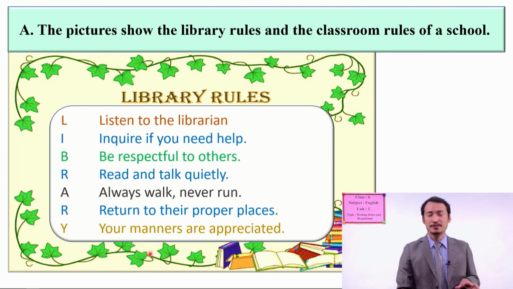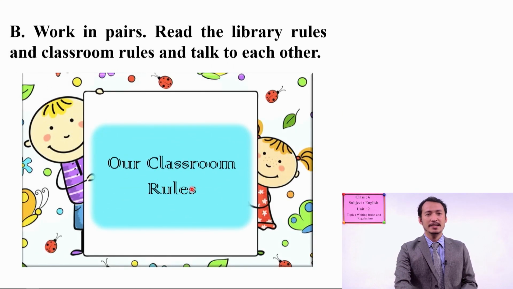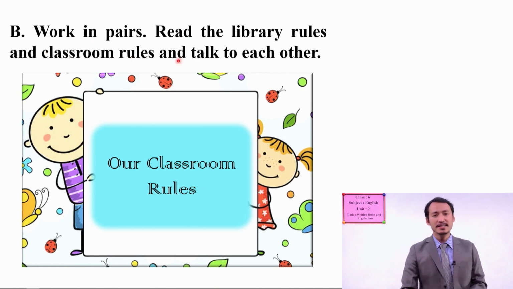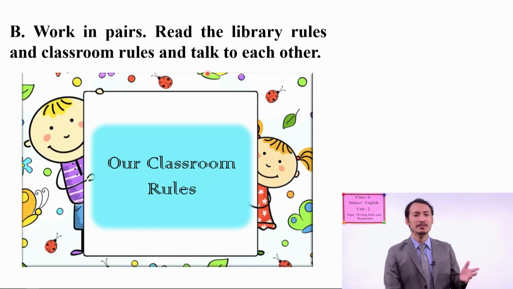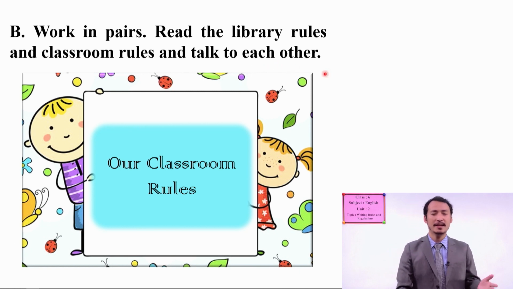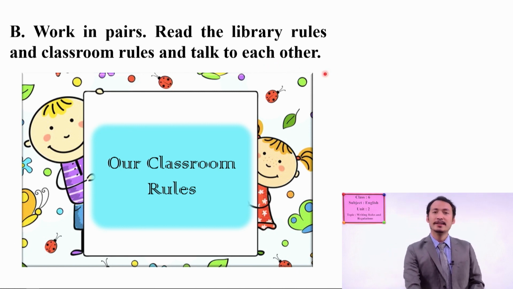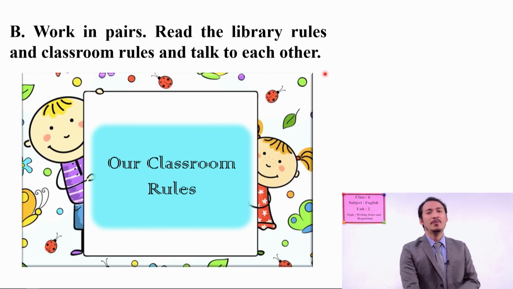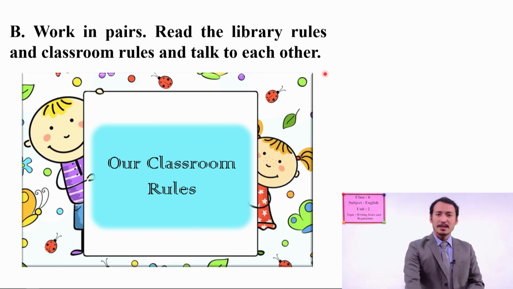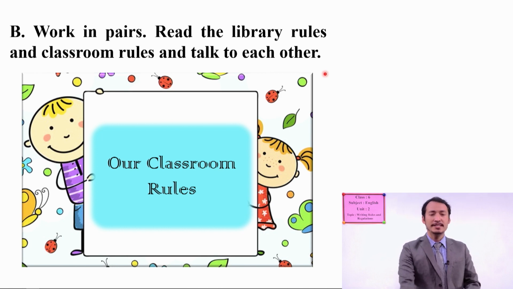So these are the rules, some examples of rules. You can learn from this example as well. Now let's read the classroom rules examples from the book. Okay, it is in exercise B, classroom rules. Work in pairs, read the library rules, and classroom rules, talk to each other. We have read the library rules. Now let's read the classroom rules. Okay, what is the structure, or what type of sentence are there? Let's see.